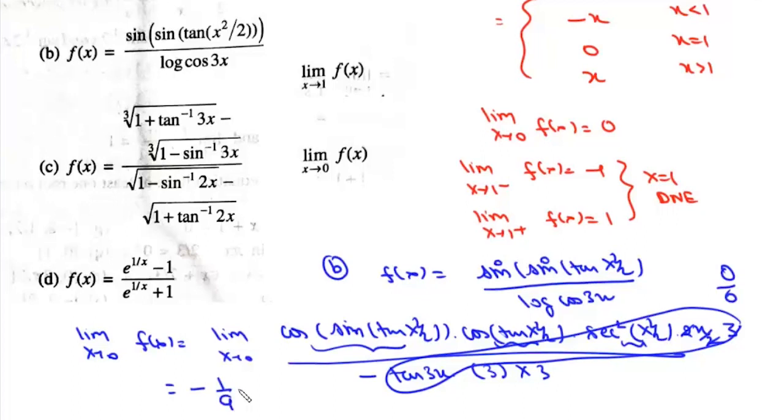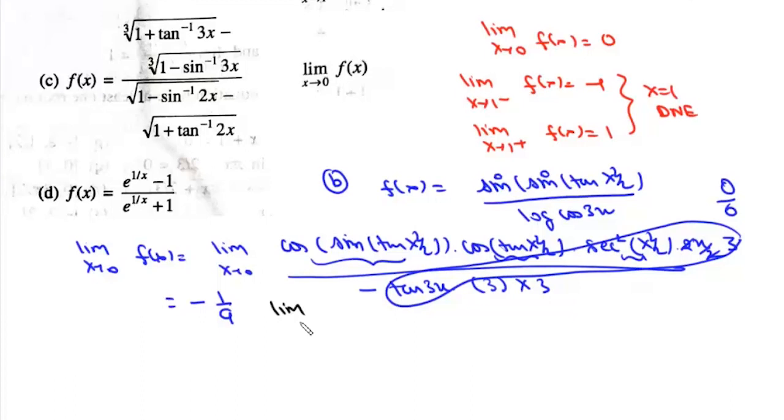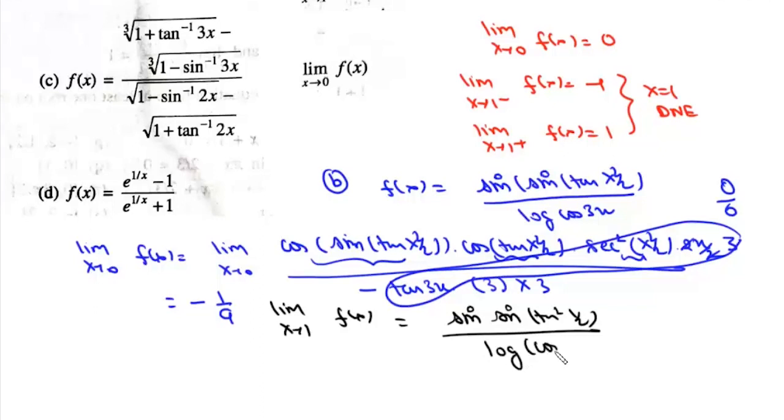Now what about limit x tends to 1 f(x)? Now if we take limit x tends to 1, in that case it will be this sine of 10 square 1 by 2, and then it will be log cos 3, and cos 3 is less than 0. So in that case, this function itself is not defined.